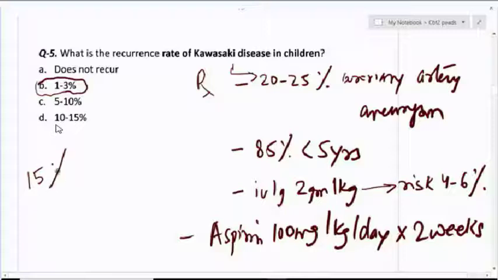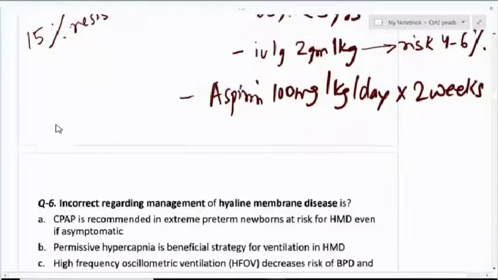15% of the times, Kawasaki's can be resistant to immunoglobulins also, where you may give another dose of IVIG, or you may use even prednisolone in those patients. So remember, steroids otherwise have no role in Kawasaki's, but only in these patients you may give steroids if they are resistant.